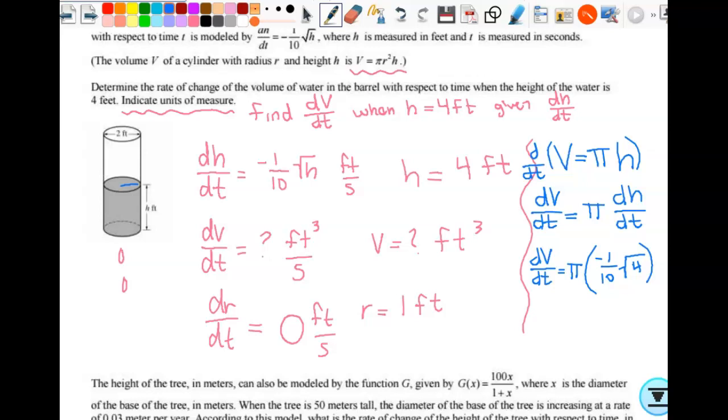Yeah, that's what we're trying to find, right? dV dt? Okay. So could I stop right there as long as I put my units on there? What are the units of dV dt? Cubic feet per second.